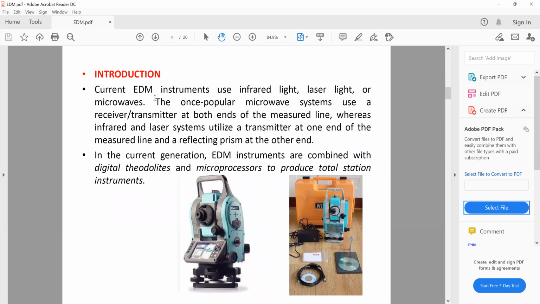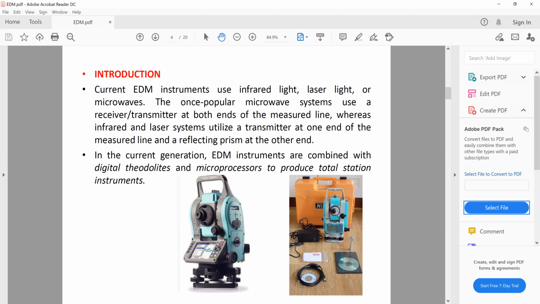So the current EDM instruments use infrared light, laser light, or microwaves. The popular microwave systems use a receiver transmitter at both ends of the measured line, whereas the infrared and laser systems utilize a transmitter at one end and a reflecting prism at the other end. That has to do with the different wavelengths. They have different behavior. Some wavelengths get absorbed, some don't. So now that we use infrared and laser EDMs, they can reflect back, so you don't need a receiver.